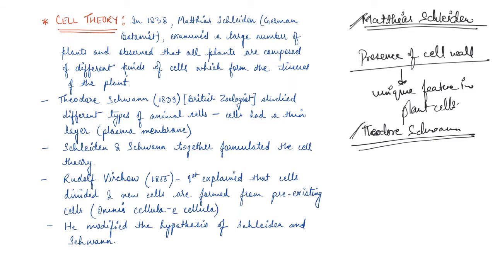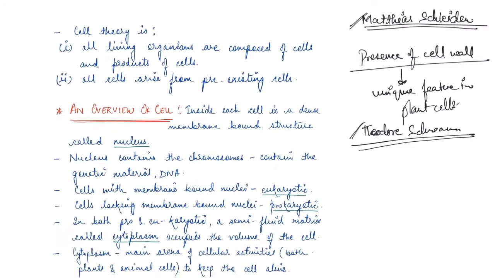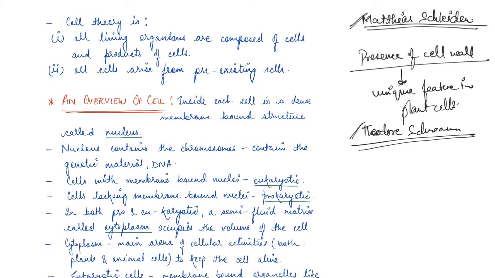And what does this cell theory state? This cell theory states that all living organisms are composed of cells and products of cells, and all cells arise from pre-existing cells. All cells arise from pre-existing cells, right?